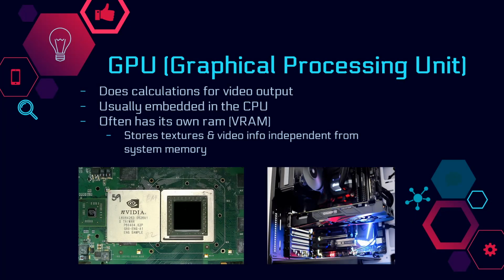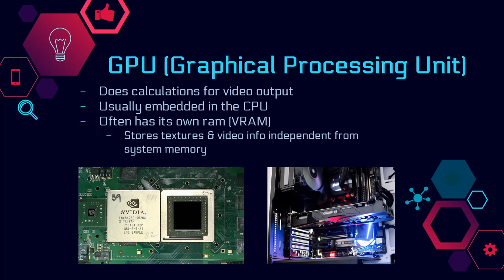A GPU is a part that specifically focuses on video and graphical calculations. This is stuff that a CPU can do, but separating it from the CPU into a dedicated place is a much more efficient method of doing things. A lot of the time you'll have a GPU embedded in the CPU itself. It's called integrated graphics.